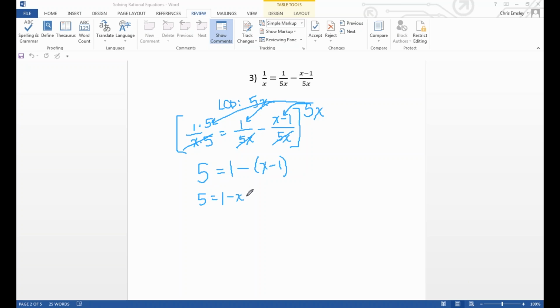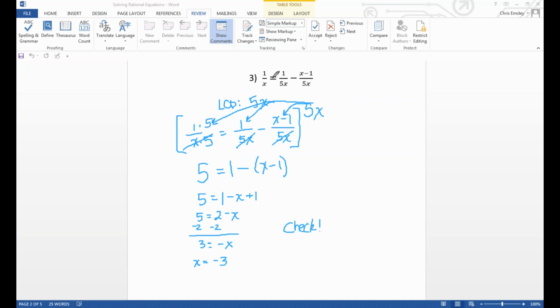So we'll distribute that negative sign through. Combine those two ones together. We'll subtract 2 from both sides. And finally, divide both sides by -1. So there's our answer, but don't forget to check it.